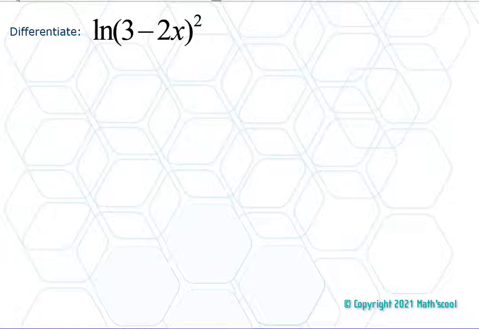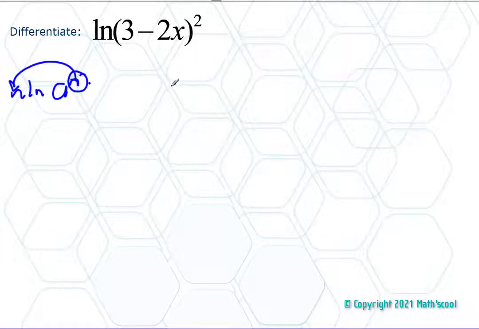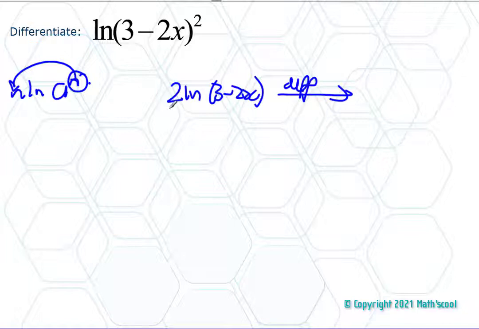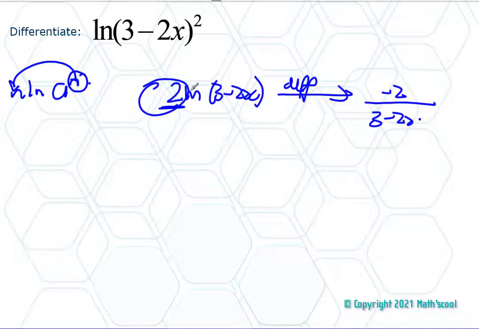Now it's asking us to differentiate that. So remember with logs, if you have ln a to the power n, that n can drop down in front of the log. So we're going to do that here, 2 ln of 3 minus 2x, and then now we're ready to differentiate it. Let's ignore the 2 for a second. It's going to give you 1 over 3 minus 2x times the differential of the brackets, which is minus 2. Oh, but there was a 2 at the front, so minus 4 on the top.